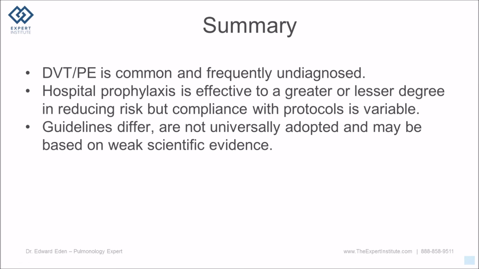So in summary, pulmonary embolism and DVT are common, frequently under- or undiagnosed. Hospital prophylaxis is effective to a greater or lesser degree in reducing the risk, but the compliance is variable and the risk-benefit ratio needs to be evaluated. The guidelines differ, are not universally accepted or adopted, and may, in cases, be based on weak scientific evidence. Next slide.